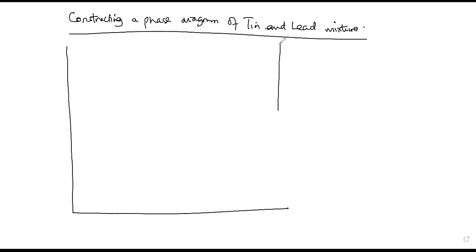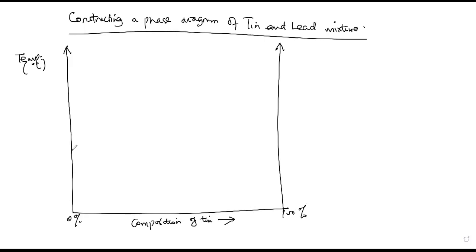So we are having this. Here is temperature, degrees Celsius. Here we are having 0%, and here we are having 100% by composition. You are saying that this is the composition of tin. This is the composition of tin. So having something like this and this.